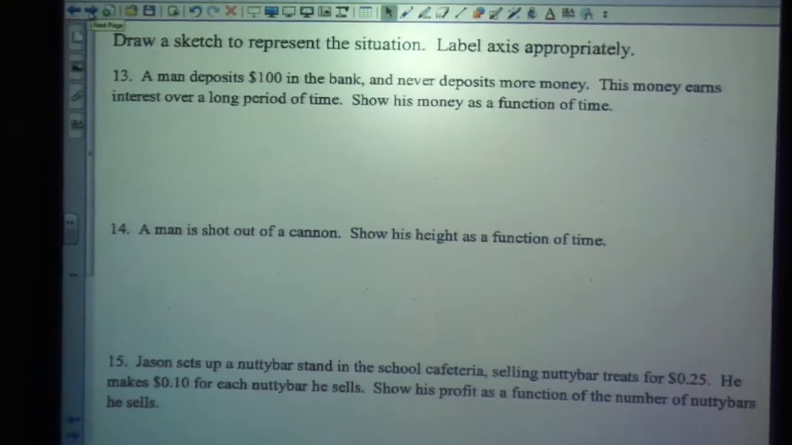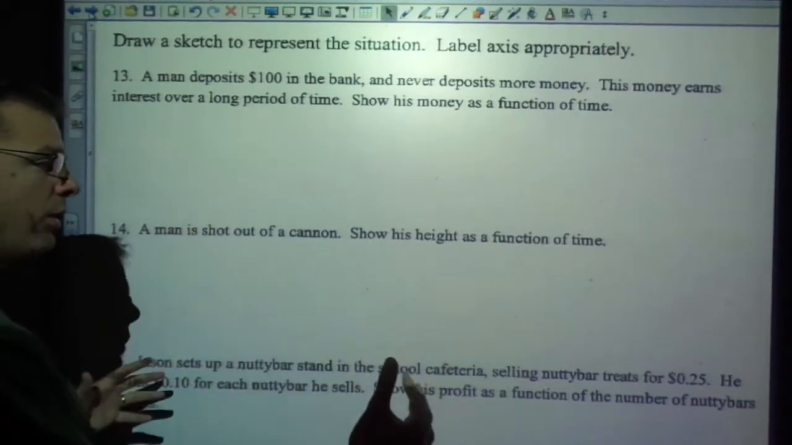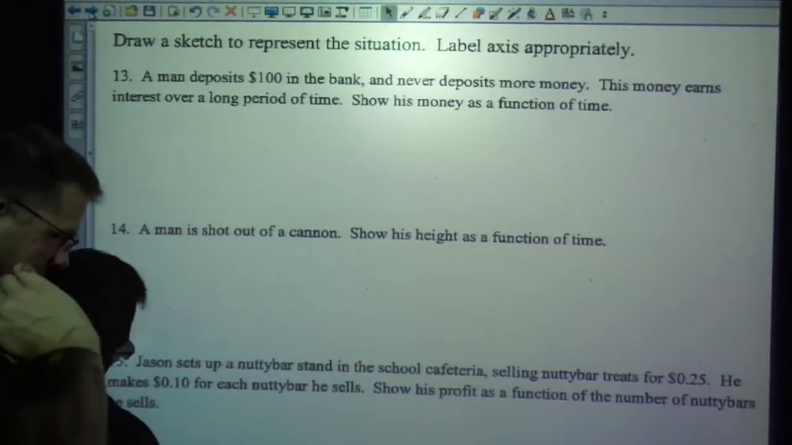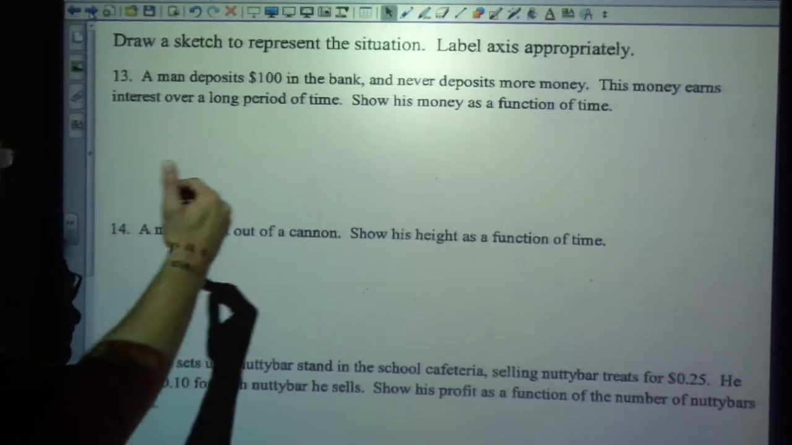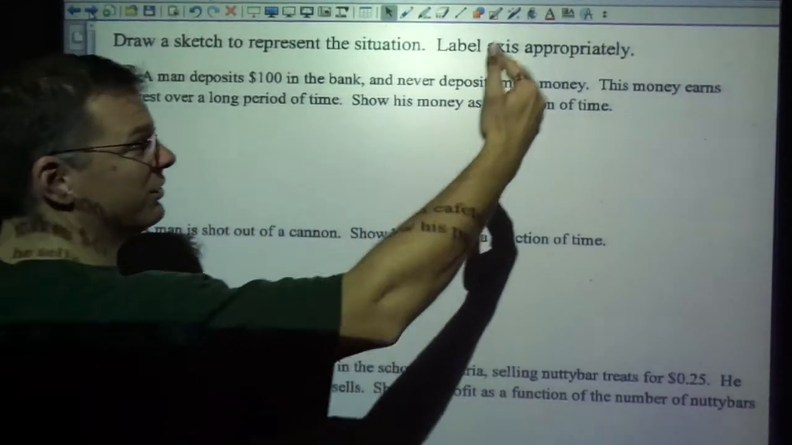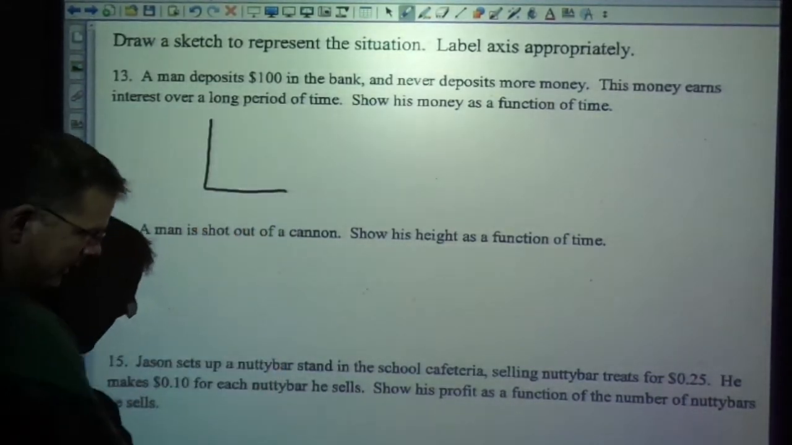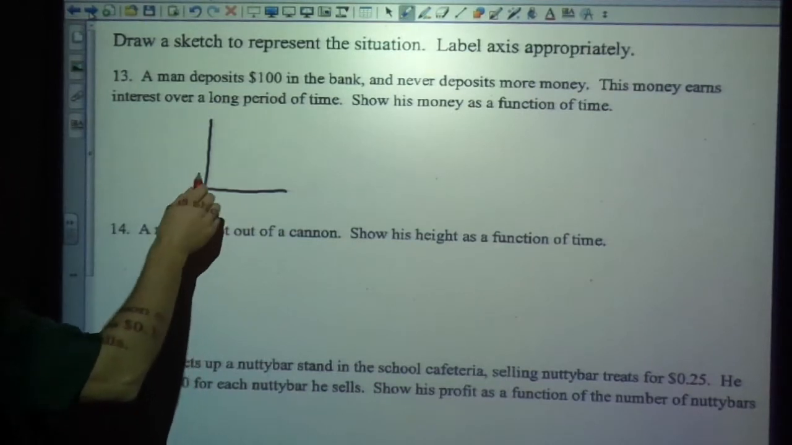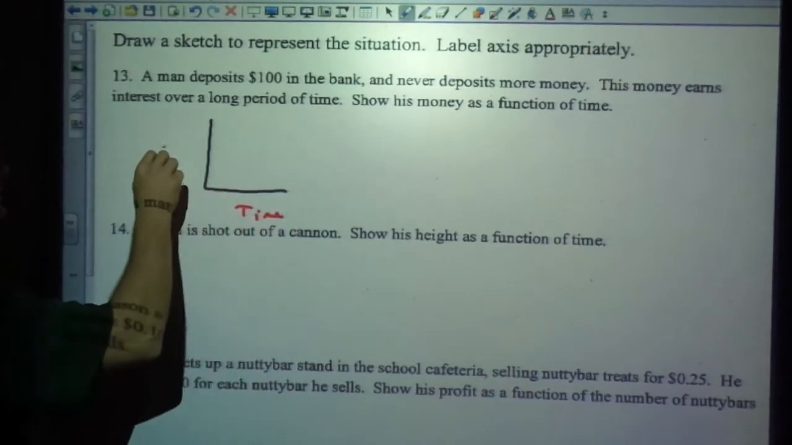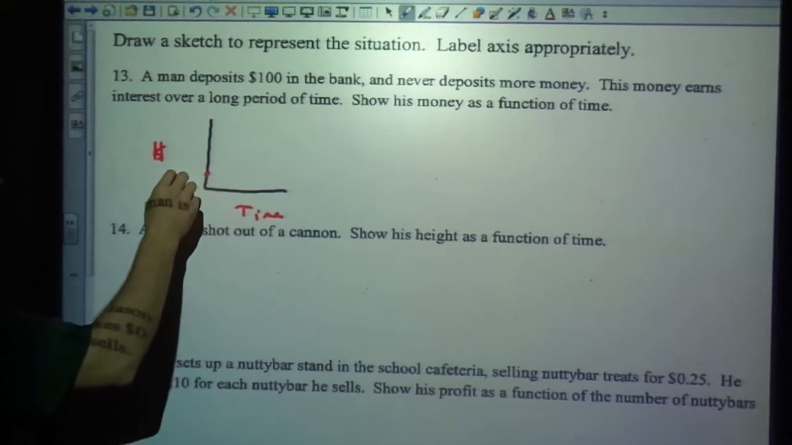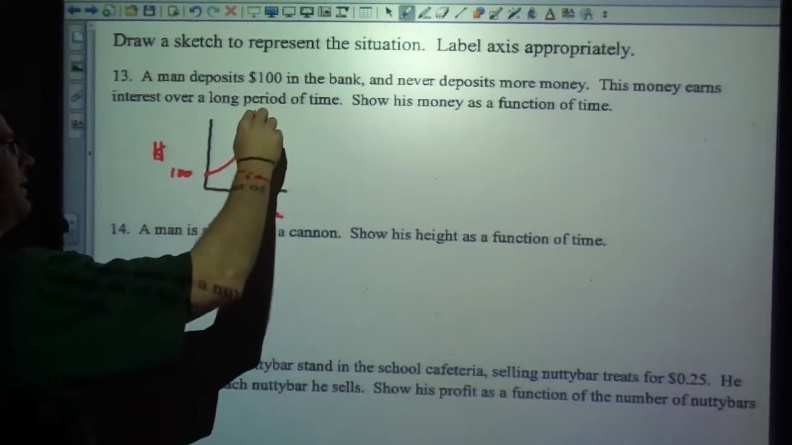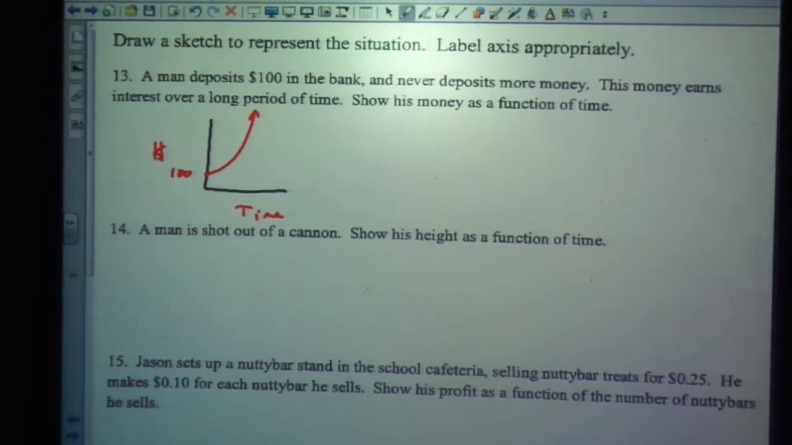Page 3. Draw a sketch to represent the situation. A man deposits $100 in the bank and never deposits more money. It earns interest over a period of time. So it's getting more and more. His money earns interest, and then his interest earns interest, and then that interest earns interest. So that is not a linear rate. In fact, that is an exponential rate. At time 0, he has $100, and then it's going exponentially bigger. Okay, that's what we're looking for.